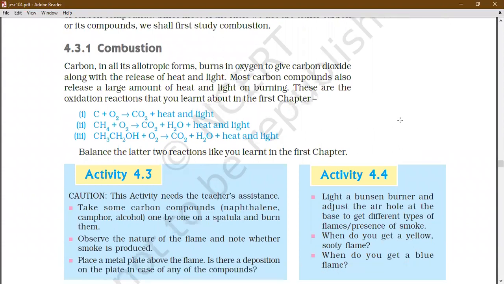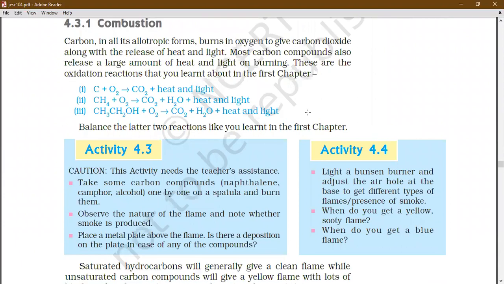These are the oxidation reactions that we learned about in the first chapter. C plus O2 gives us CO2 plus heat and light. CH4 plus O2 gives us CO2 plus H2O plus heat and light. CH3CH2OH plus O2 gives CO2 plus H2O plus heat and light. Balance the latter two reactions like you learned in the first chapter.